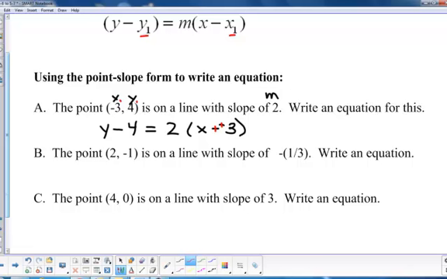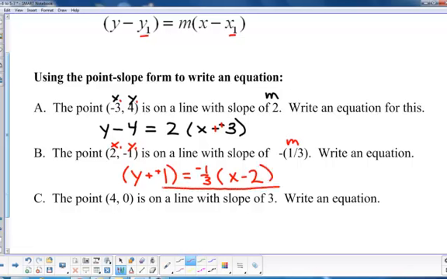All right, the second one, you have a slope of negative 1/3. This is your x, it's your y, that's your m. We can make that our x1, y1. So y minus the y value, so I'm going to make that plus a positive, equals the slope times x minus, I wrote 2, the x value. And we're done.